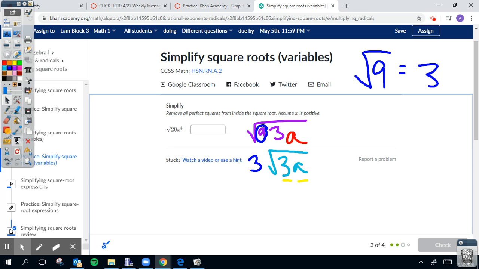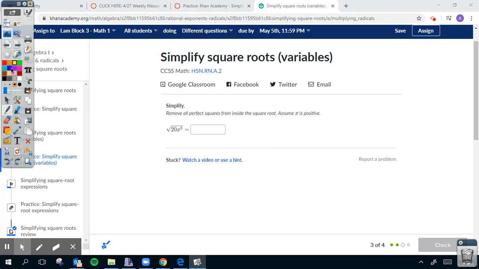This one I do want to do with you guys as well, because it's slightly different because the variable has a higher exponent. So 20. Let's see, what goes into 20? I know 4 and 5 go into 20. 4 times 5 is 20. 4 is a perfect square and equals 2. So I'm going to change the 20 to 4 times 5. So this 20 in blue changes to 4 times 5.